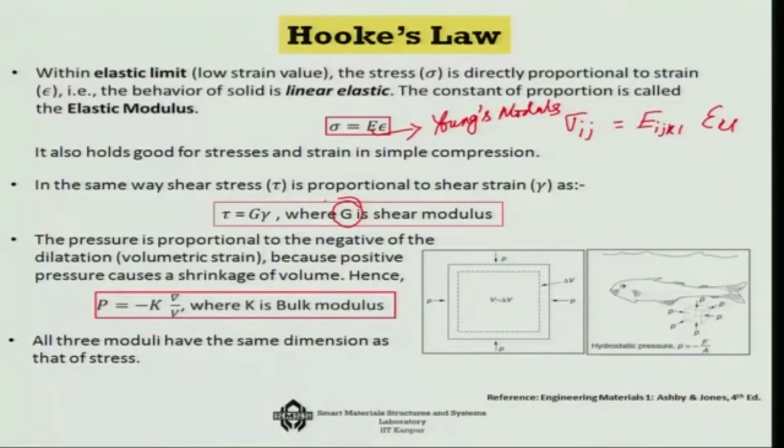And if you remember the case of hydrostatic pressure, there actually the change is not in a direction but in terms of a volume change. So, you consider it for any fluidic case. That is why the negative sign is introduced here, because positive pressure causes a shrinkage of volume. So, here you get the volume change as the volumetric strain, and that is related with the hydrostatic pressure, and hence the modulus here is known as the bulk modulus.